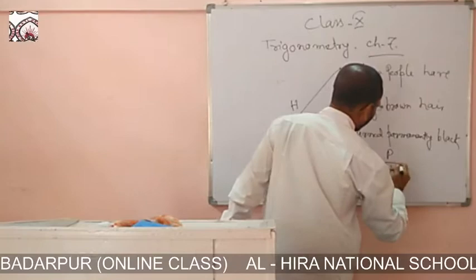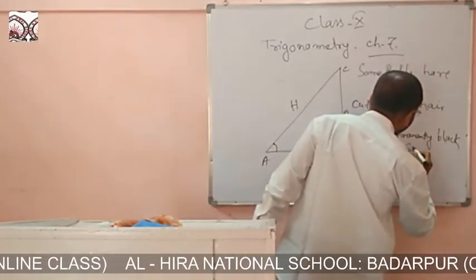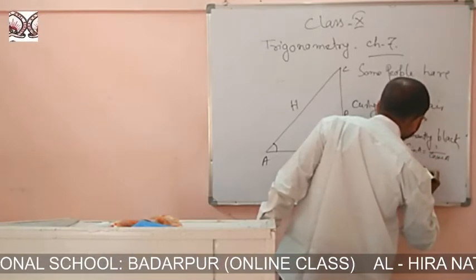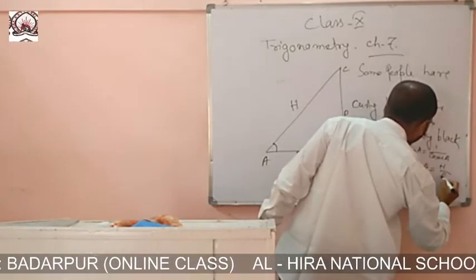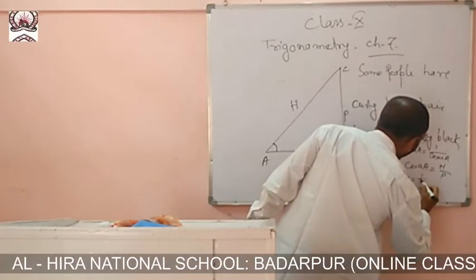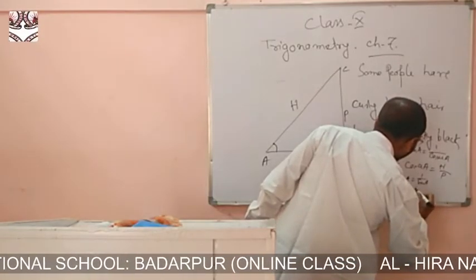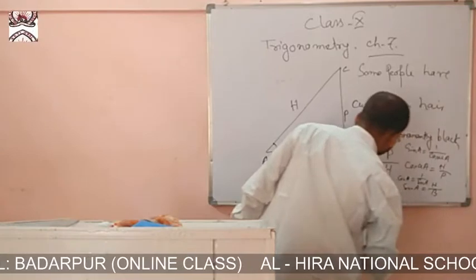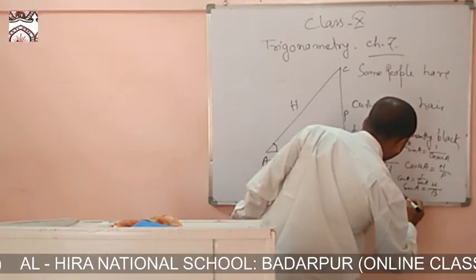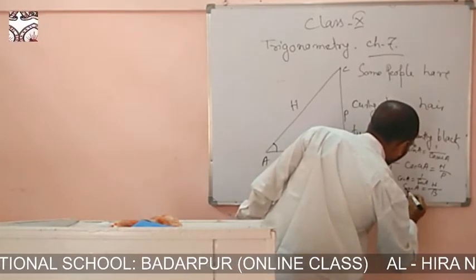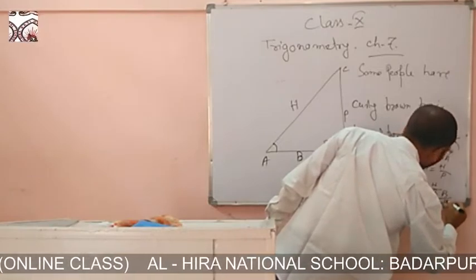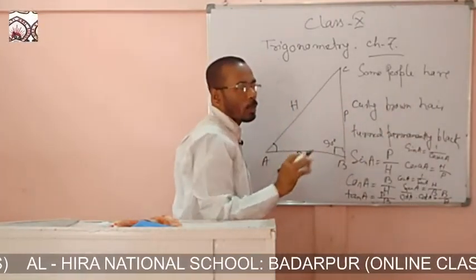The reciprocal of sine: sin A will be 1 upon cosec A, so cosec A will be H by P. Cos is the opposite of 1 by cos A, that is 1 by sec A, so sec A will be H by B. And tan A is the opposite of 1 by cot A, so cot A will be B by P. So there are 6 trigonometric ratios.